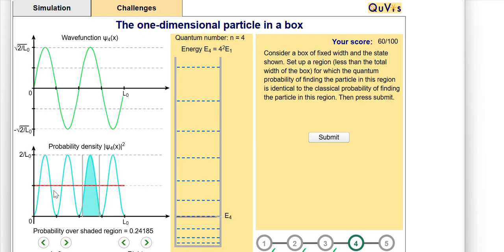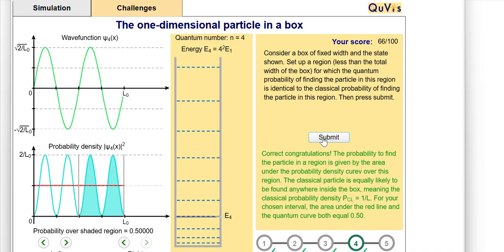So what is the set-out region where the quantum probability of finding a particle in this region is identical to the classical one? So it's 50%, and we should find something like that. So this 50%. The classical particle is equally likely to be found anywhere inside the box.